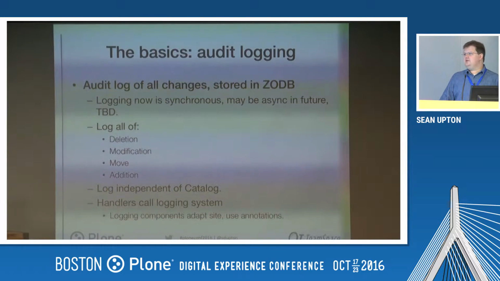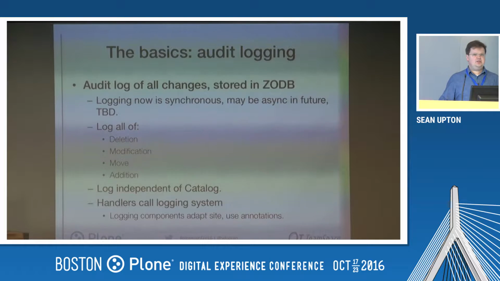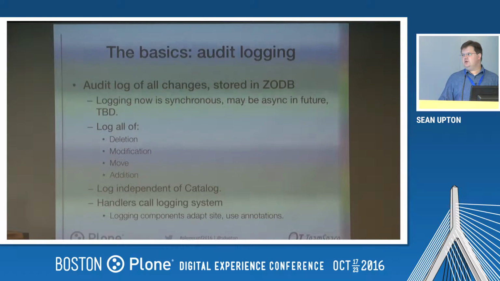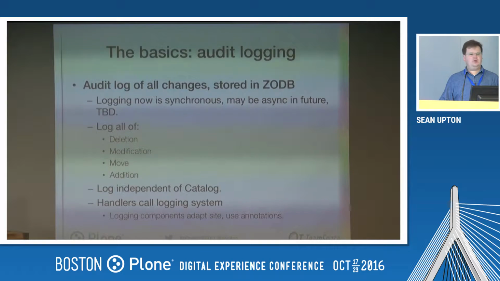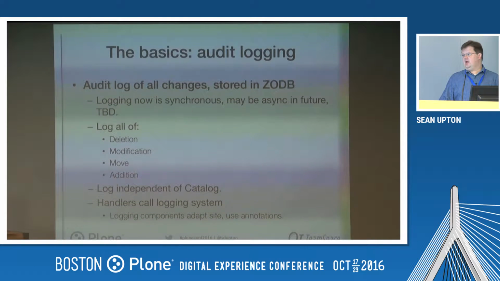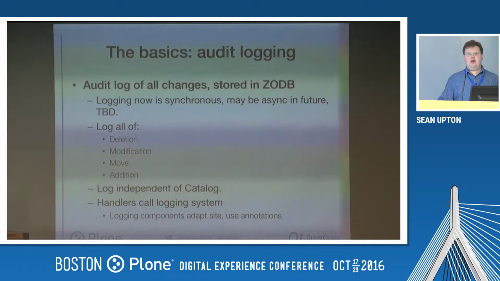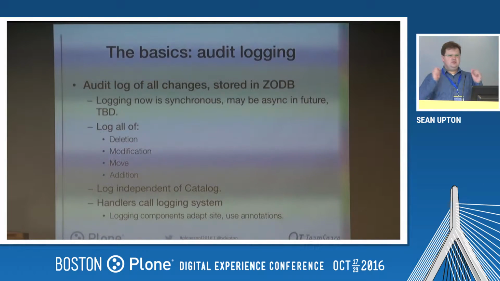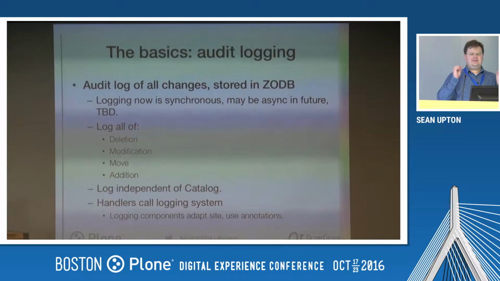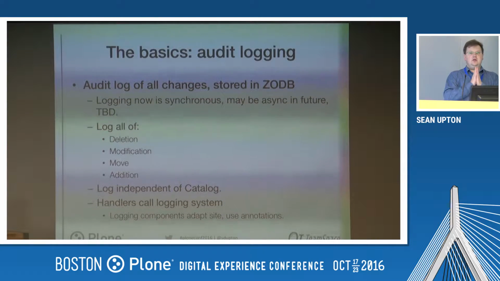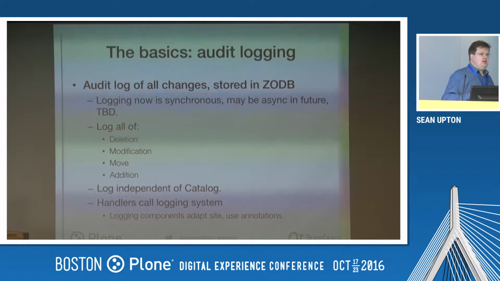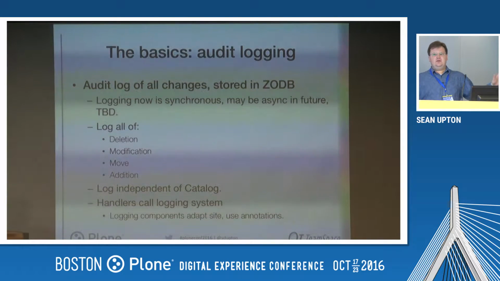But we'd log all of this independent of the catalog. We do it in annotations on the site. That's the way that I'm handling this right now. The handlers are simple. They call a logging system which adapts the site and uses annotations and built-in, out-of-the-box data types. Now, there's a risk to that. So I'm using things like OOBTrees, IOBTrees, and persistent lists, and I'm not subclassing any of them.